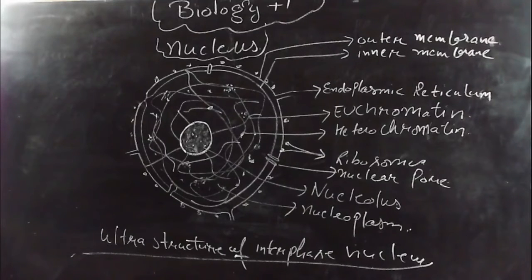Chromatin occurs in the form of fine overlapping and coiled fibers, which appear to produce a network called chromatin reticulum.